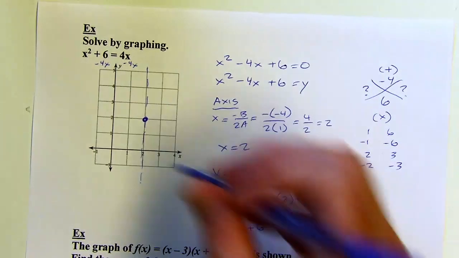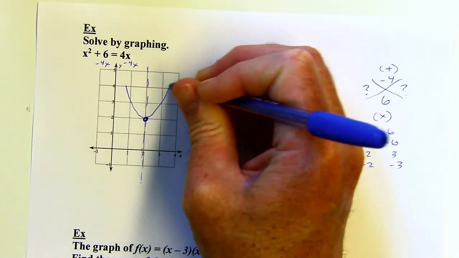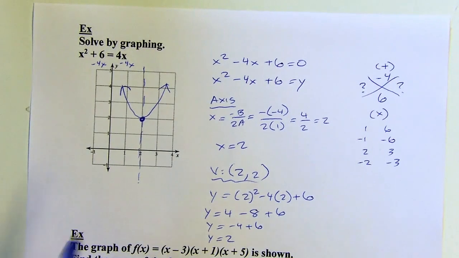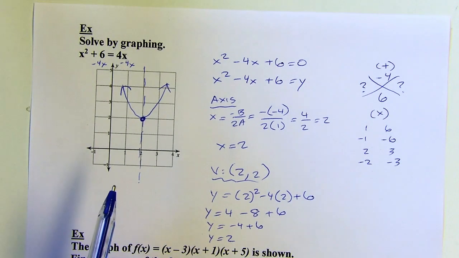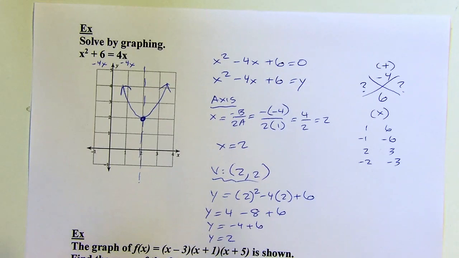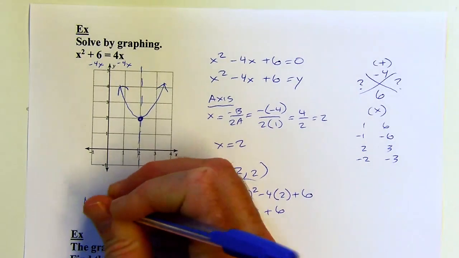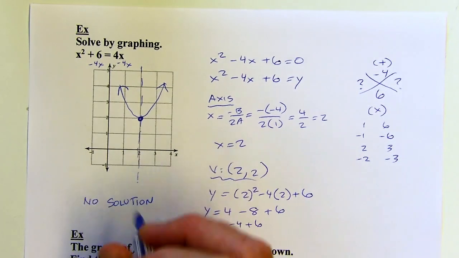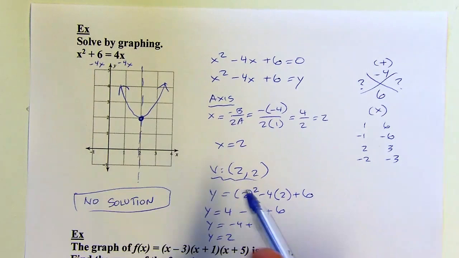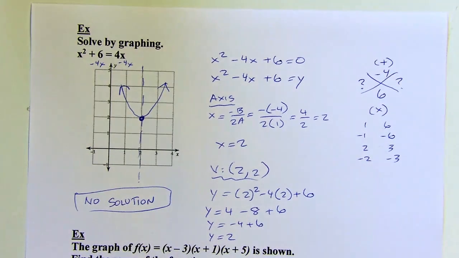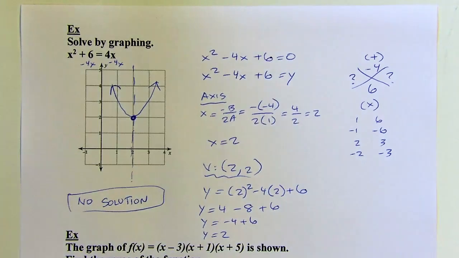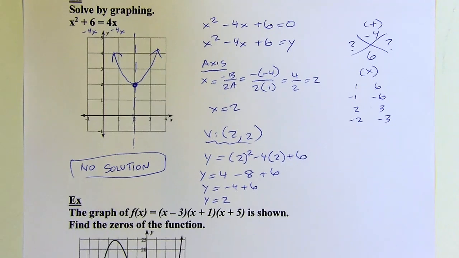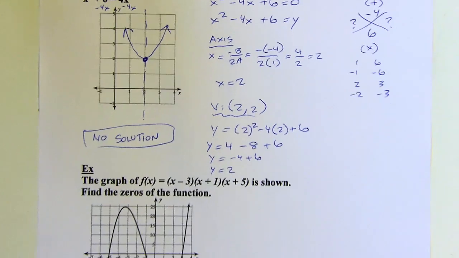Now I know this is opening upwards. I'm not going to really worry about the width too much, but remember I'm looking for the x-intercepts. And hey, this doesn't cross the x-axis. So that means there's no solution. Sometimes that will happen. Okay? Because it just is never going to cross the x-axis. So no x-intercepts, no solution. Okay?